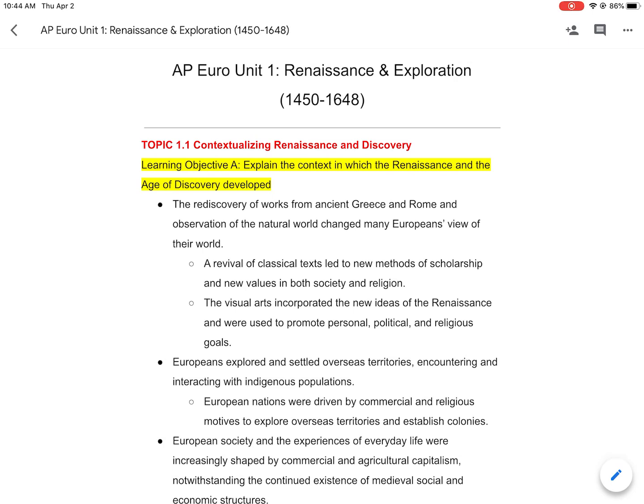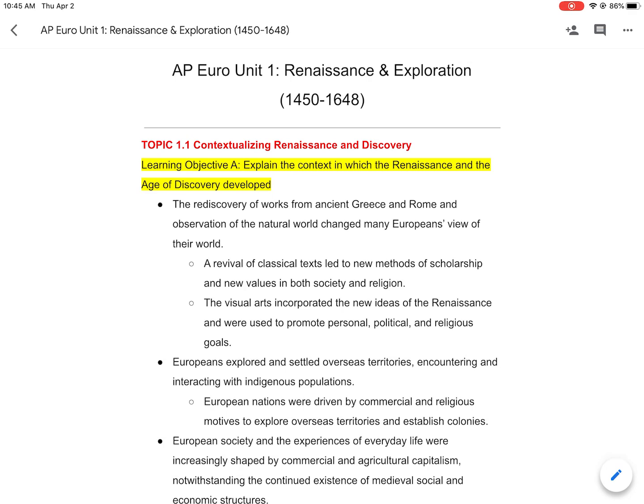So the first bullet point right here under Learning Objective A says, the rediscovery of works from ancient Greece and Rome and observation of the natural world changed many Europeans' views of their world. So that's a huge thematic concept, a key concept that every AP European history student needs to know. That when people near the end of the Middle Ages started to read works from antiquity, the ancient Greek and Roman authors, and look at ancient Greek and Roman architecture or Greek and Roman art, it started to shape how they saw their world. It started to change things.